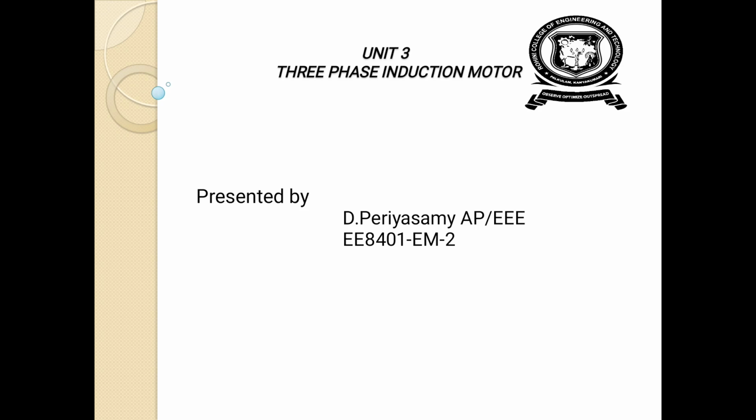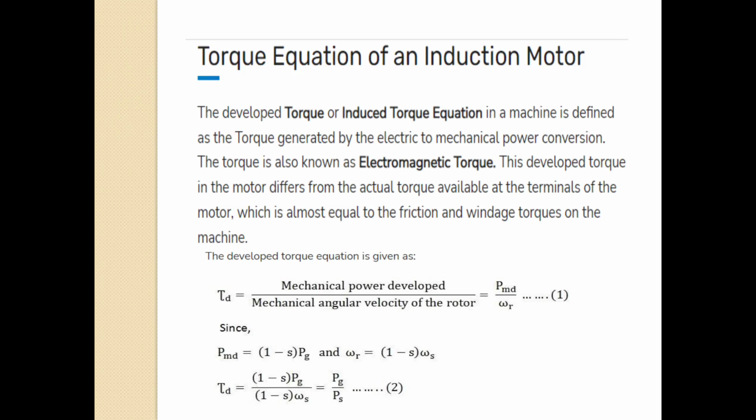Today we are going to discuss the torque speed characteristic of induction motor. First of all, the torque equation of induction motor. The developed torque of an induction machine is defined as the torque generated by the electrical to mechanical power conversion. The torque is also known as electromagnetic torque.